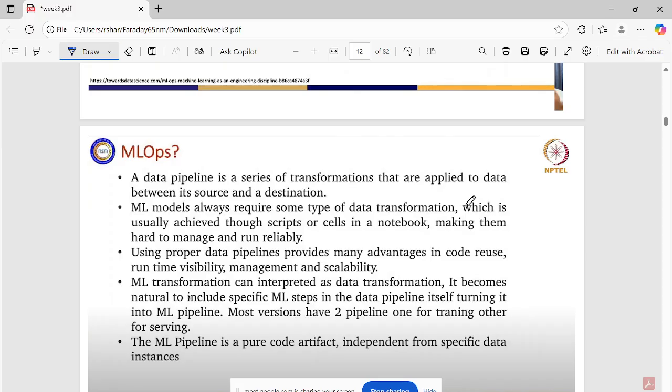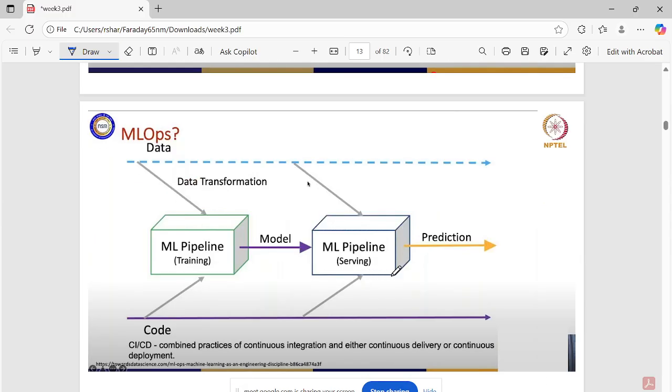So when we are giving some application to people to use it, then that is a testing phase of our application. So we want people to use it, so that is where serving comes in. The ML pipeline is a pure code artifact independent from specific data instances. So the ML pipeline does not have any interference with the data pipeline, whereas the data pipeline is totally separate from the ML pipeline. So we assume that there are two pipelines, one for training and one for serving.